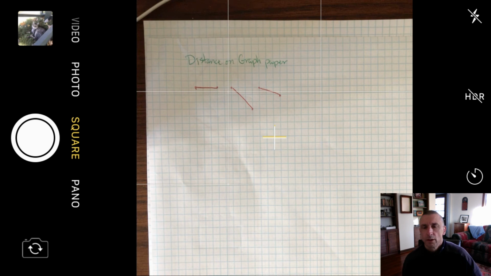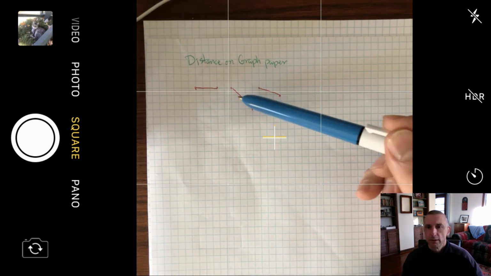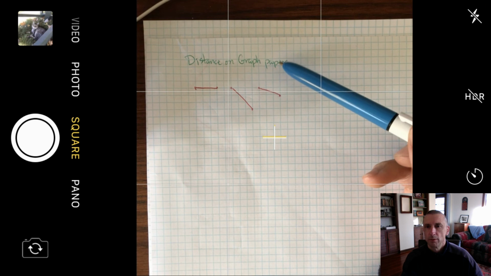Hey everybody, in this video I'm going to talk to you about how to find the area of tilted squares using two different techniques. Before we get to the tilted square, we need to talk about how to find or calculate distance on graph paper.